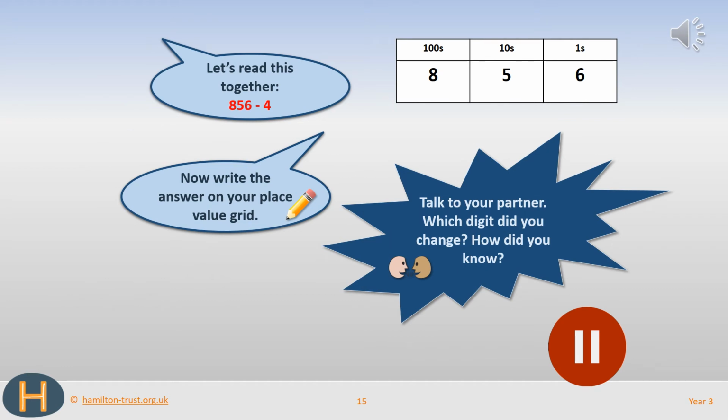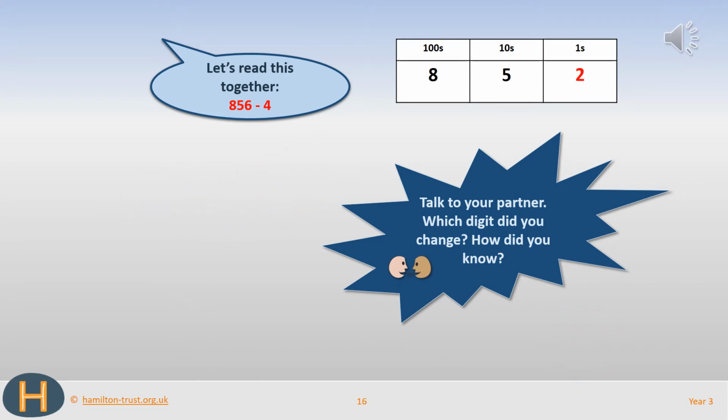The next question, we're going to look at subtracting ones from 3-digit numbers. So let's read this one together. 856 take away 4. Have a go on your place value grid and talk to an adult, or you can think about it by yourself, which digit this time is going to be changing. Is it the hundreds, the tens, or the ones column? Pause the video and have a go at the question, or continue on and I'll reveal the answer in 5 seconds time.